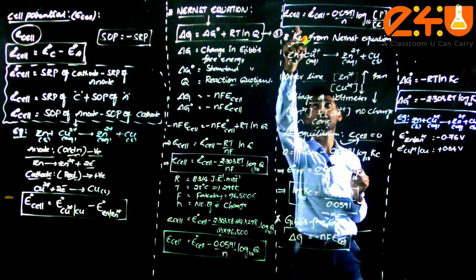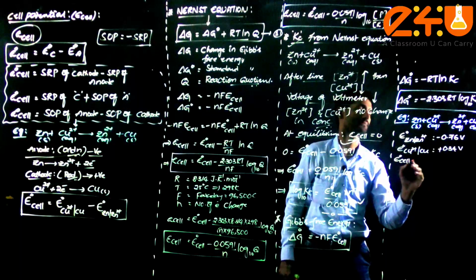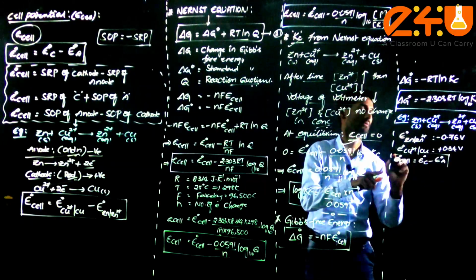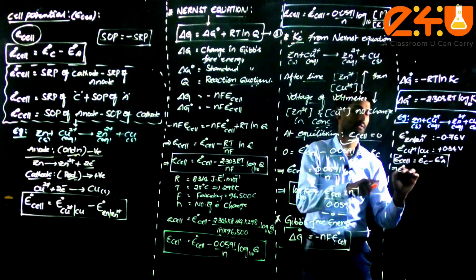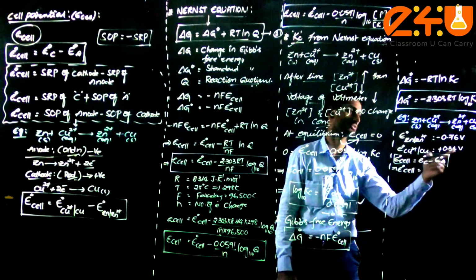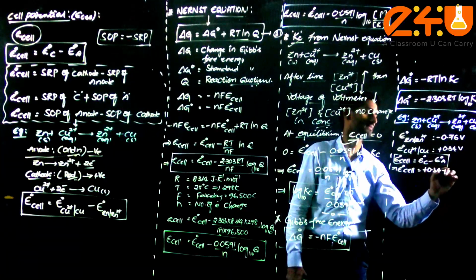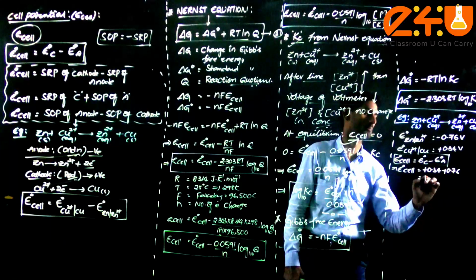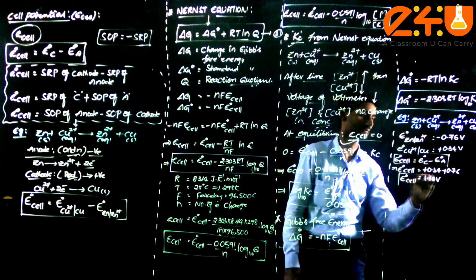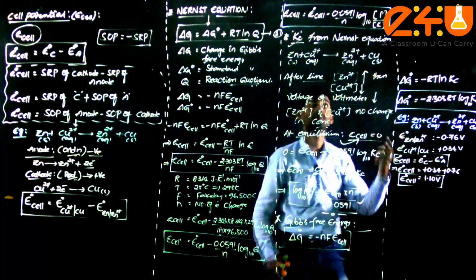First of all, if you want to calculate the E cell, you need to calculate E° cell. E° cell is equal to E° of cathode minus E° of anode. We already know this. Here E° cell is equal to the cathode, where reduction of copper happens, plus 0.34 minus minus 0.76, which is equal to 1.10 volt. This is the E° cell, the standard potential value for this reaction. We got the E° value here.